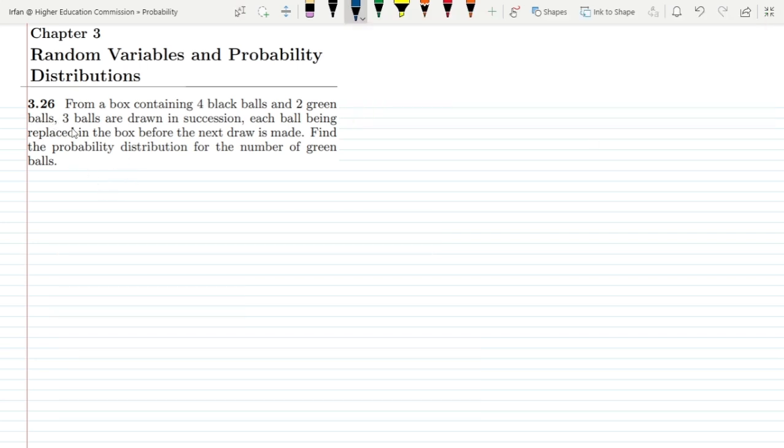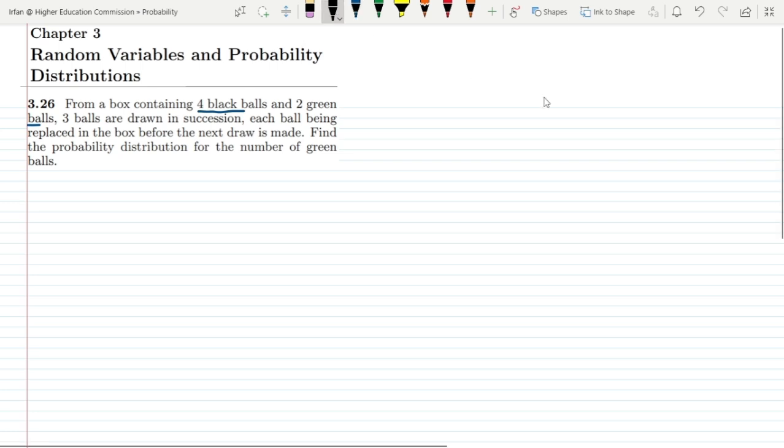So this is question 3.26, and the statement of it is, from a box containing 4 black balls and 2 green balls. Okay, so we have a box in which we have 4 black balls and 2 green balls. 3 balls are drawn in succession, each ball being replaced in the box before the next draw is made. So this is basically the sampling with replacement. Okay, find the probability distribution for the number of green balls.